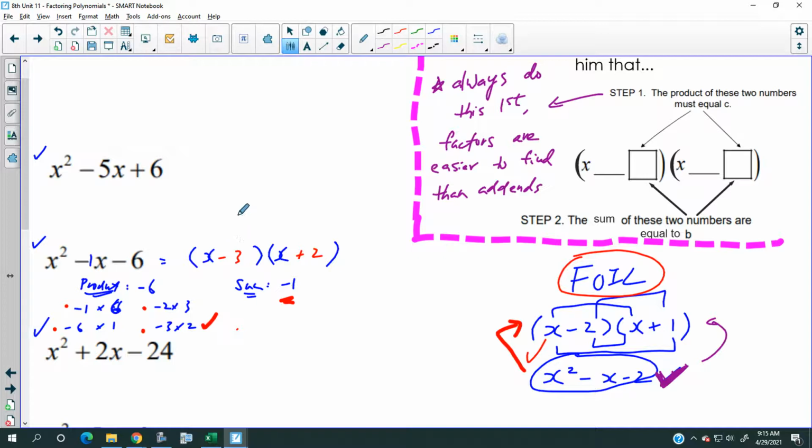x times x is x squared. Let's see, -3 plus 2, that's -1. And then -3 times 2 is -6. Oh, it matches. Okay? All right?